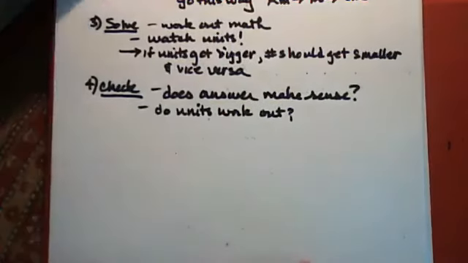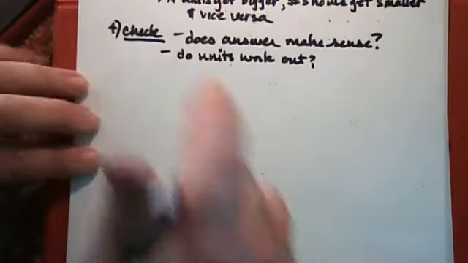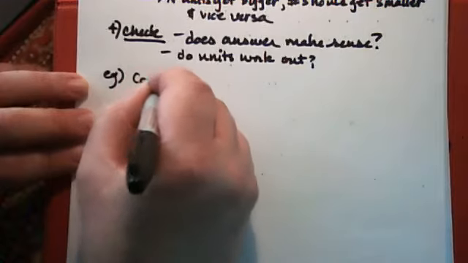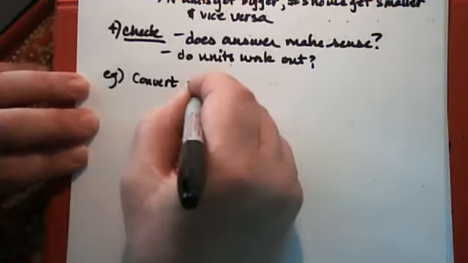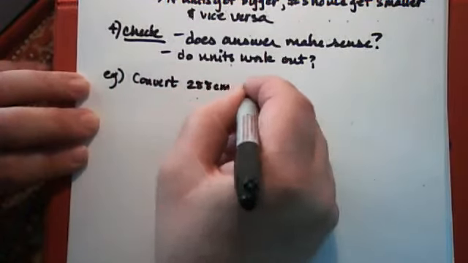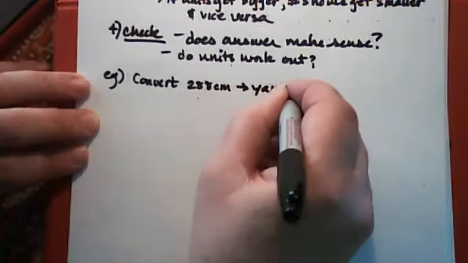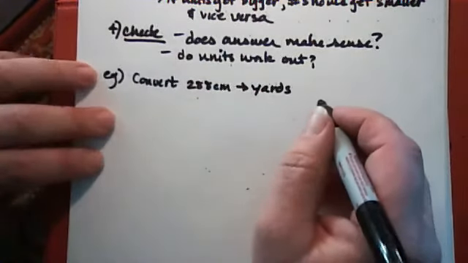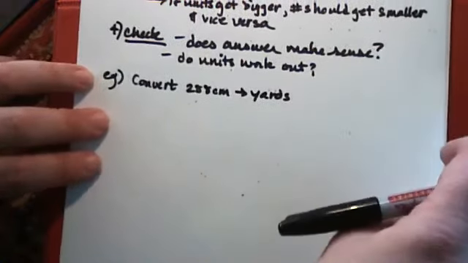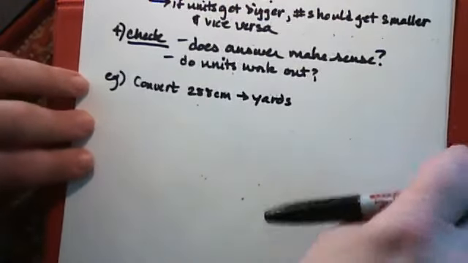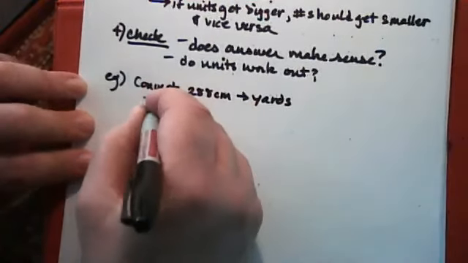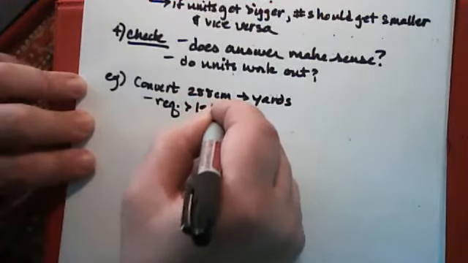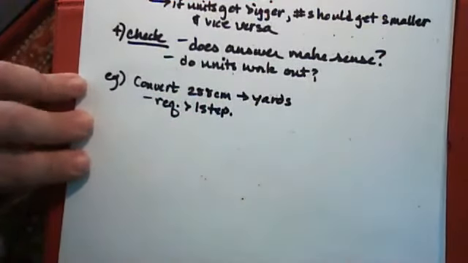Okay, some examples of unit conversions. We can do a few. So suppose you want to convert 288 centimeters to yards. Okay, a lot of conversions will end up requiring more than one step.